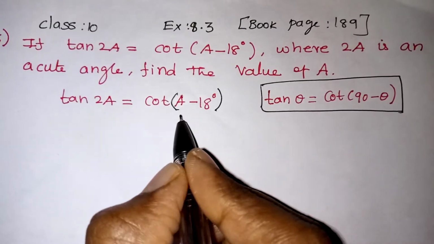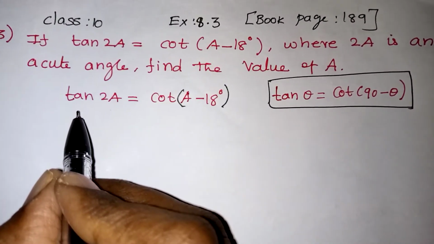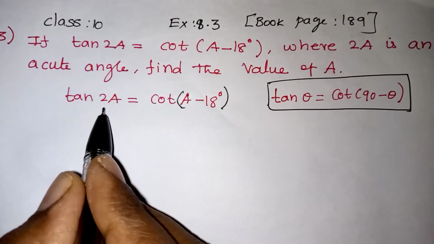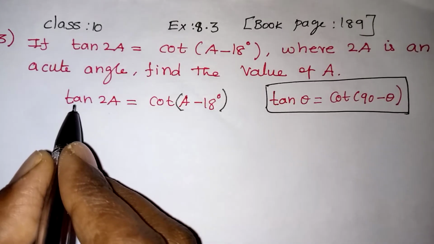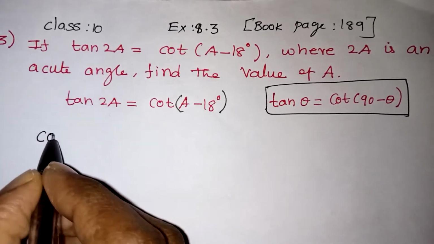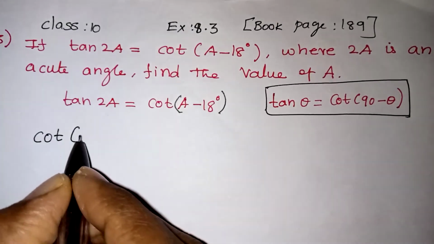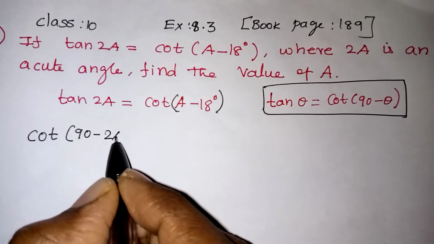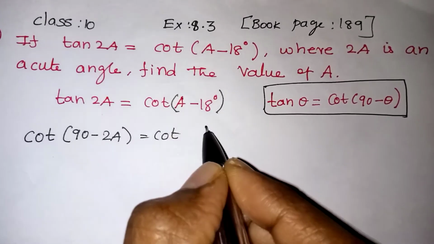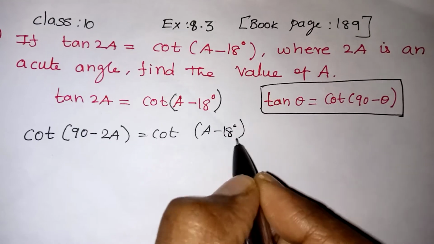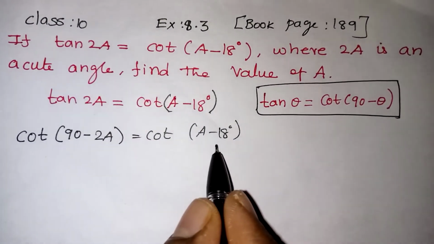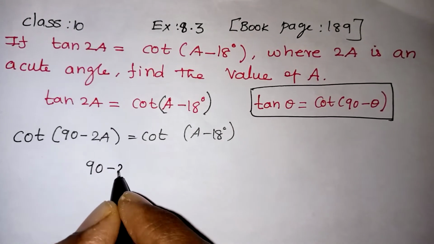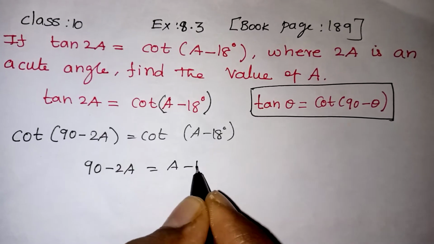So here cot is given, so we also need to make it in terms of cot only. We know that tan theta is equal to cot 90 minus theta. So here the tan 2a we are going to change into cot. Whenever we are changing tan to cot, automatically this angle will be subtracted from 90 degrees. This is a rule. So 90 minus 2a it will be, which is equal to cot a minus 18 degrees. So both sides we have a cot angle, so we can say that these two angles are same. So we can write 90 minus 2a will be equal to a minus 18 degrees.